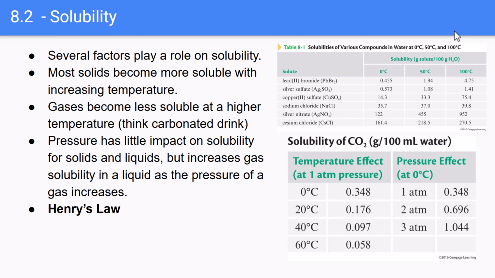Gases become less soluble at higher temperatures. Think of a carbonated drink. If you open a Coke, first off, the Coca-Cola is under pressure, but as you open it up, you start to see the gas bubbles escape. Well, if you were to warm that soda up even further, the gas bubbles are going to escape at a larger rate.